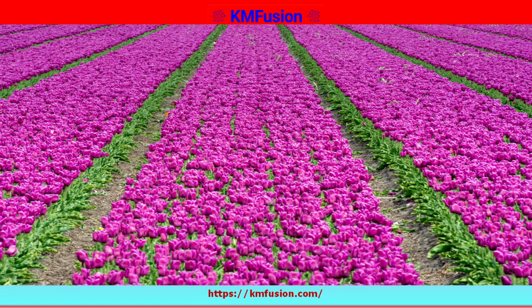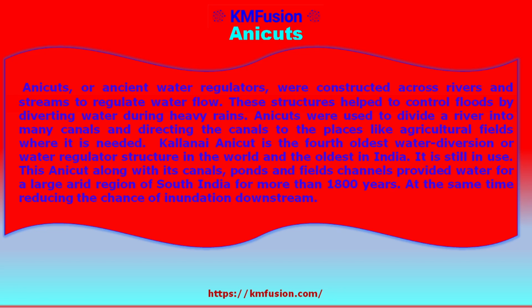Anicuts. Anicuts, or ancient water regulators, were constructed across rivers and streams to regulate water flow. These structures helped to control floods by diverting water during heavy rains. Anicuts were used to divide a river into many canals and direct the canals to places like agricultural fields where it is needed. Kallanai Anicut is the fourth oldest water diversion or water regulator structure in the world and the oldest in India. It is still in use.